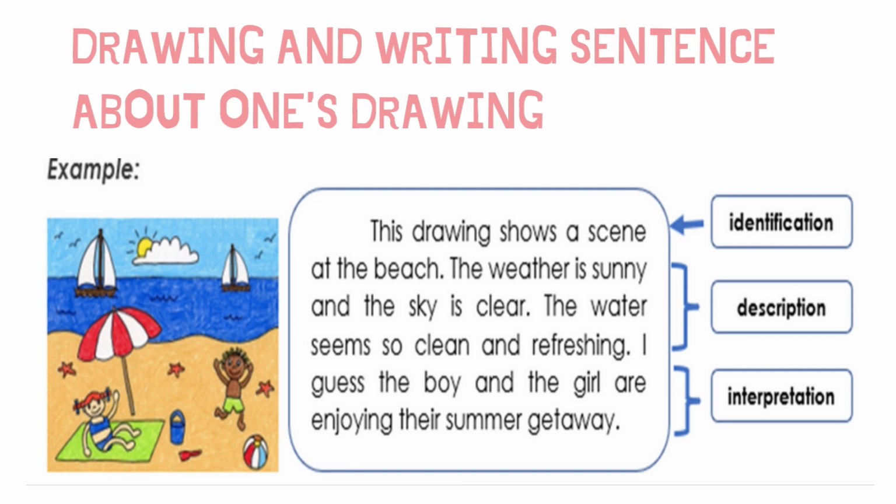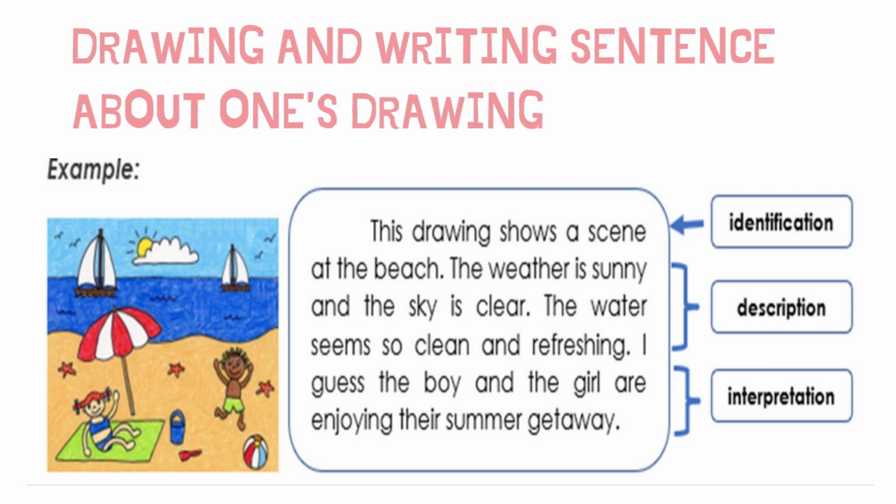Here is an example of a drawing and sentences about that particular drawing. And on the right side, you have here the labels of the different steps or parts in writing a sentence about your drawing. So we have here the identification part in the first part of this short paragraph. Then at the middle, you have there the description. And the last part is the interpretation.